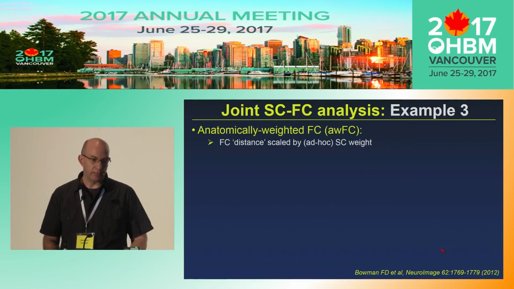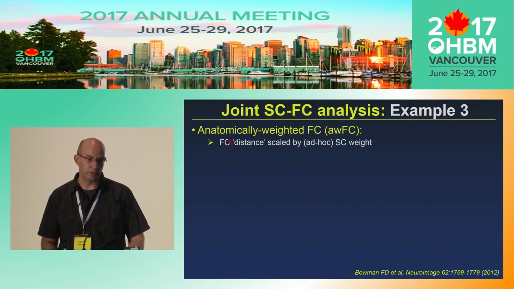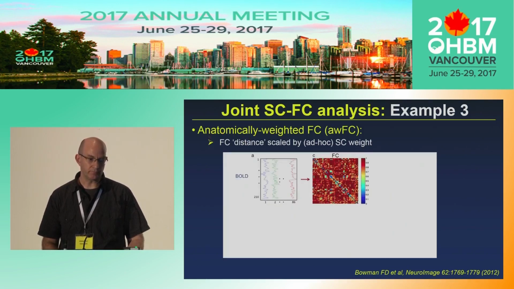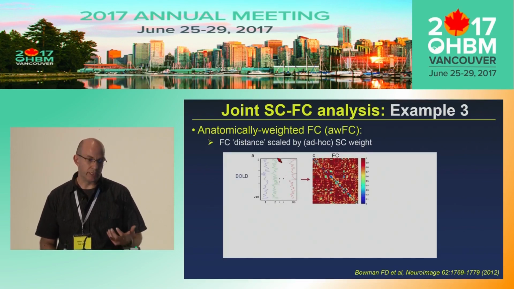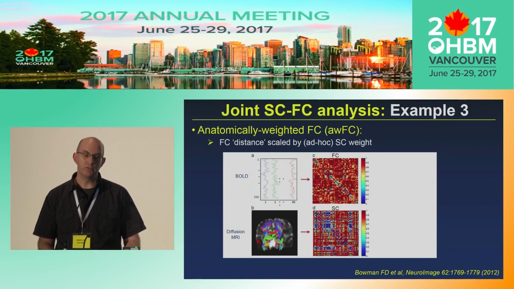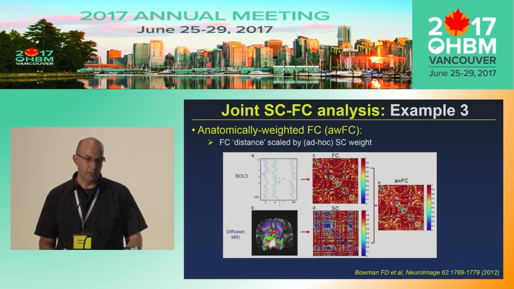Another way people have done it is this method known as anatomically weighted functional connectivity. Essentially, you're trying to weight the functional connectivity with the structural information. Schematically, how it works is they get the BOLD data. From the BOLD data, you can generate a connectivity matrix, where each entry is the connectivity between two regions. Then you take your diffusion data, your tractogram, and you generate the structural connectivity matrix. And then from these two, you can generate a weighted version of the one at the top, weighted by this one. In their particular approach, they took the functional connectivity and weighted it by this structural connectivity.